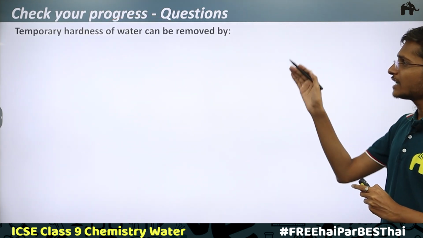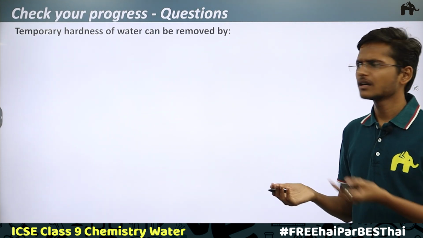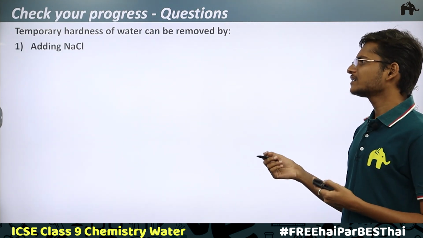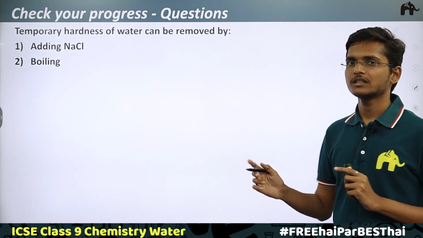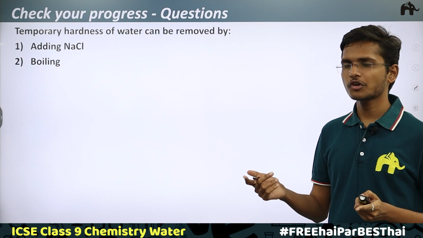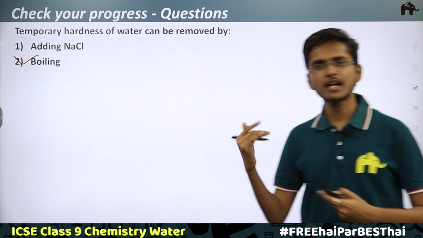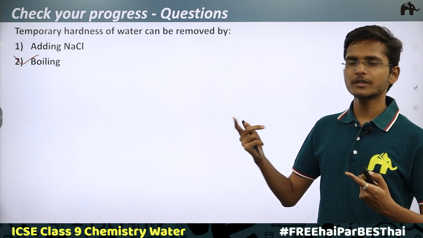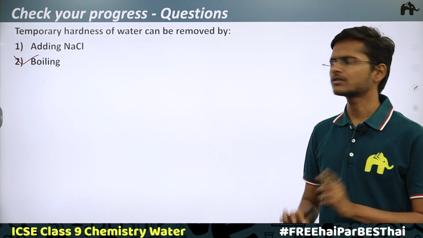Next is: temporary hardness of water can be removed by. Options are adding NaCl, absolutely not. Boiling, yes, we can remove temporary hardness of water by boiling. Just boil it and our temporarily hard water will become soft water. How it becomes soft, if you want to know, you can go back in the video and watch it again if you have some doubts.